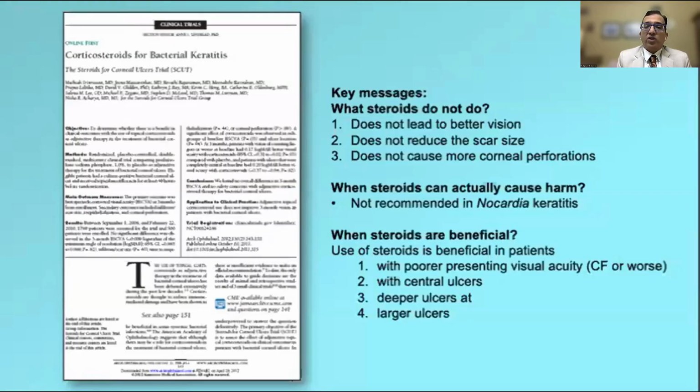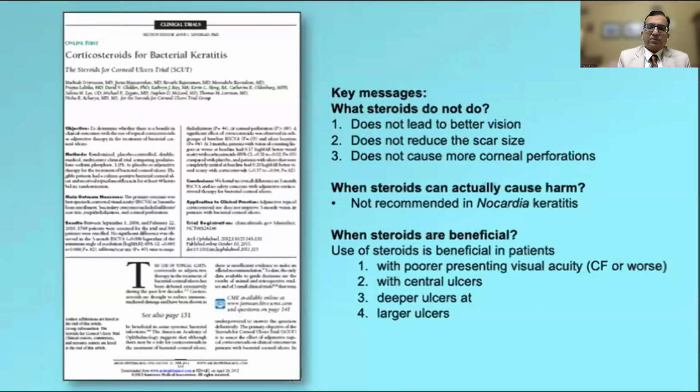Then why should you use steroids? What are its benefits? This subgroup analysis of the SCUT study shows that steroids are particularly beneficial in patients who have a poor presenting visual acuity, counting fingers or worse, which our patient had. In central ulcers, our patient had that. Ulcers that are deep or of full thickness, and larger ulcers. In brief, steroids are beneficial in ulcers which are large and which can cause more harm or reduce the visual acuity more. And that was what this study told us.